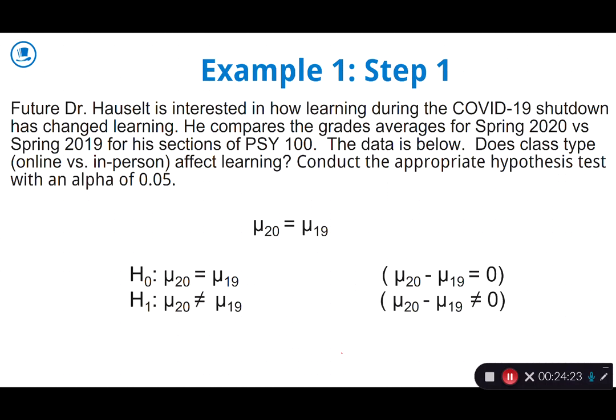The alternative is, as we said, two-tailed, right? So it does not equal. If I were to subtract the two population means, I would expect something other than 0 if the situation of spring 2020 has somehow affected students' learning. So for this test, two-tailed, there's the hypotheses.